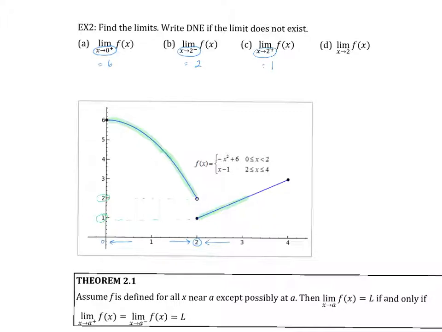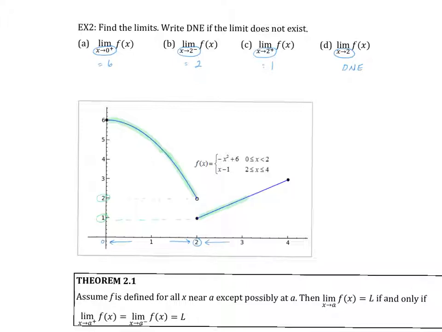In part D, we're looking at the limit as x approaches 2, not from the left or right, but from both sides. So notice that as we come in from the left, the limit is 2. As we come in from the right, the limit is 1. Since those limits are different, the limit as x approaches 2 does not exist.